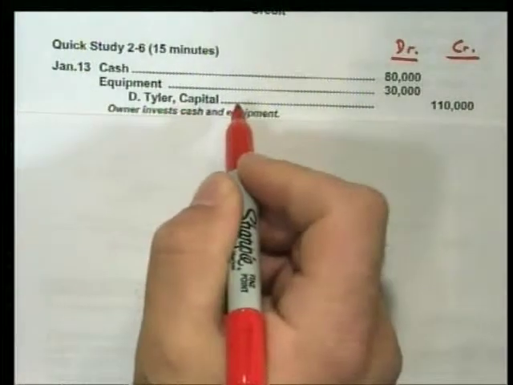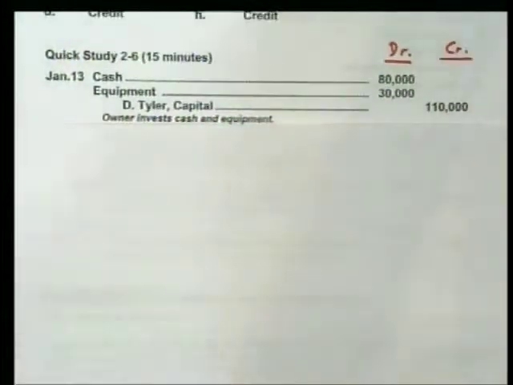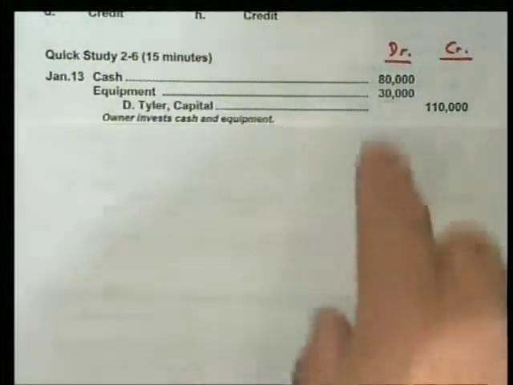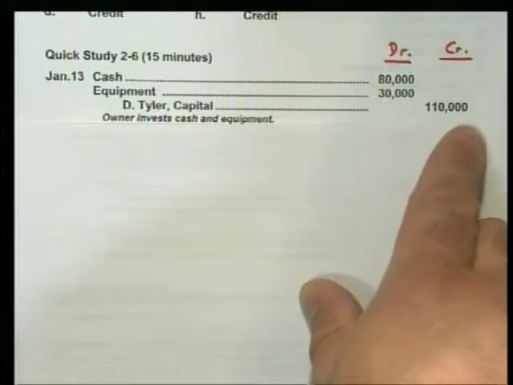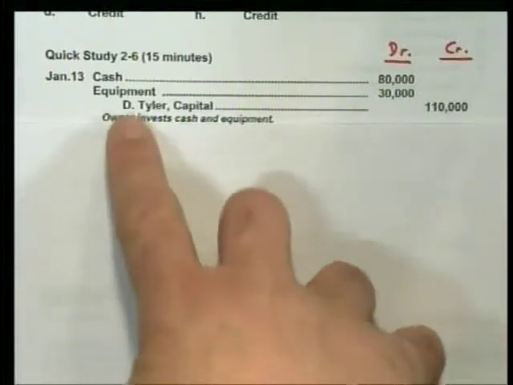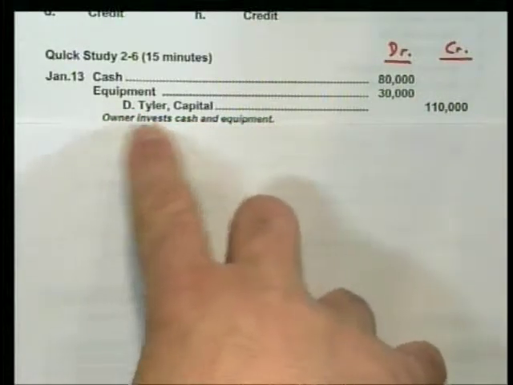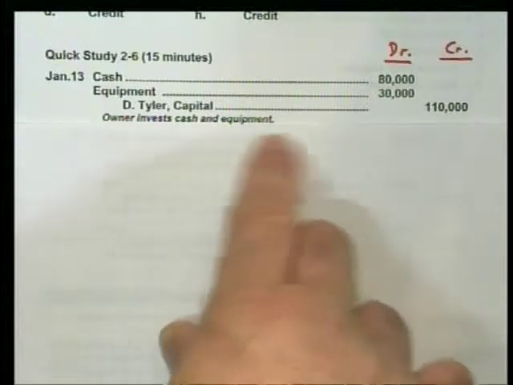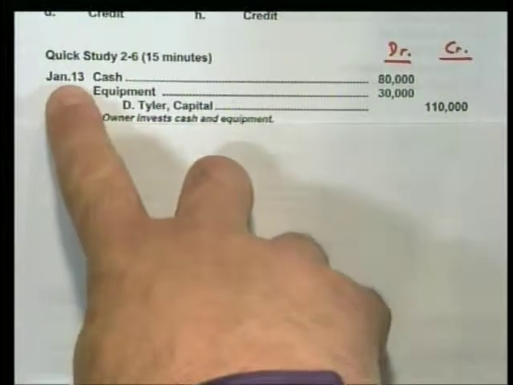Tyler Capital, correct? They also did this properly in the sense that they listed the accounts being debited first, and then the account or accounts being credited, correct? Do the total debits equal the total credits? Yes, they both equal 110,000. Okay? This little explanation right here, you don't need to do that if you don't want to. Okay? You probably should put the date though.